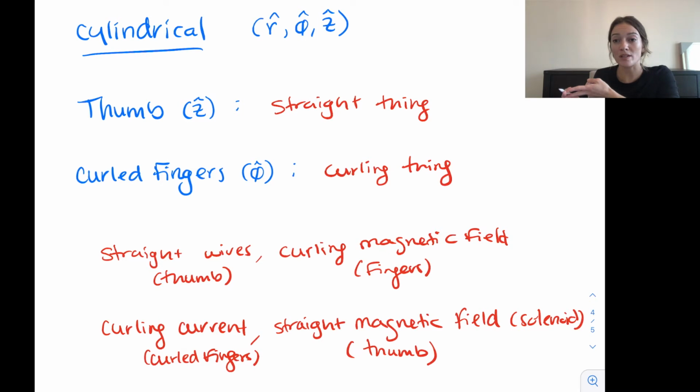And you only have two choices. You only have a magnetic field and a current. So one of them is your straight finger, your thumb. Depending on which one of them is straight, that one will be your thumb. And the other one will be the curling thing, and it will be in the direction of your curled fingers.